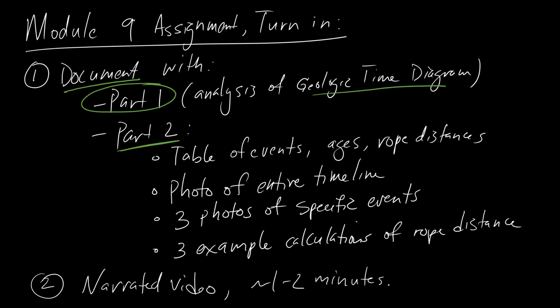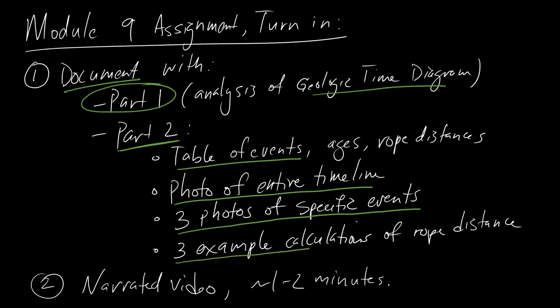In that document for Part 2, you're going to submit the table of events, that is the list of the events, their ages, and the calculated rope distances. You're going to submit a photo of your entire timeline so I can see the whole thing from beginning to end. You're going to submit 3 photos of 3 of your events along your timeline up close. You pick which 3, it doesn't really matter. And also 3 example calculations of how you figured out those rope distances. Just by hand or typed up, do the math, show me how you figured out the position of those events along your rope geologic timescale.